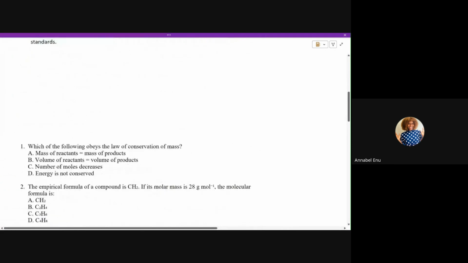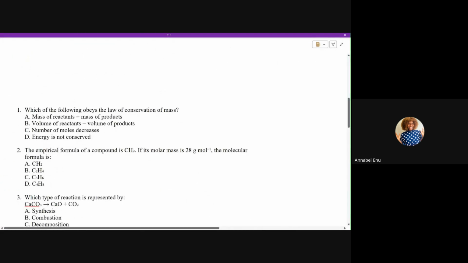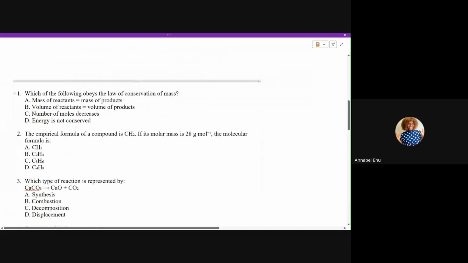That is what the law of conservation of mass is simply telling us. So when we see this first question, which of them obeys the law of conservation of mass, it is the first answer.